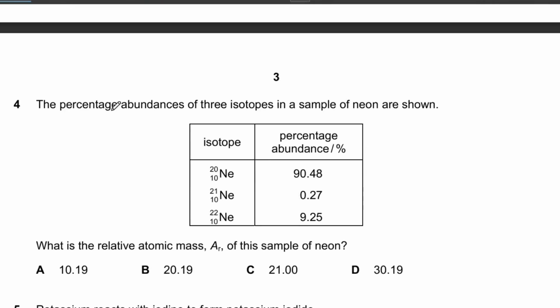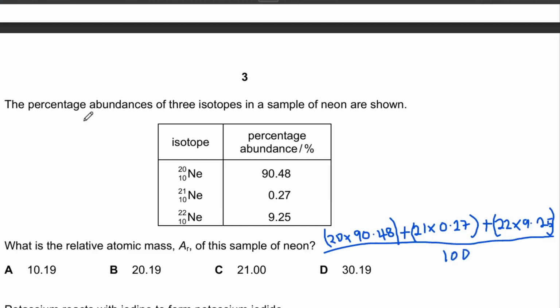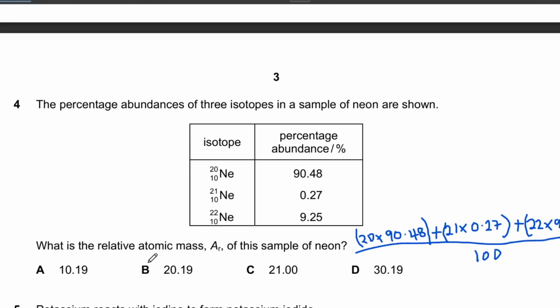Question 4. The percentage abundance of 3 isotopes in a sample of neon are shown. So this is what we have. What is the relative atomic mass of this sample of neon? So how do we calculate this? We multiply each isotope by percentage abundance, and then we divide everything by 100. So this is going to be 20 multiplied by 90.48 plus 21 multiplied by 0.27 plus 22 multiplied by 9.25. Divide everything by 100. And when you press your calculator, our answer is going to be B, which is 20.19.